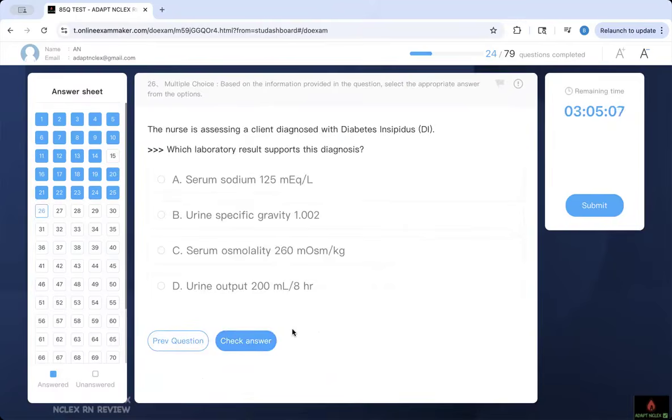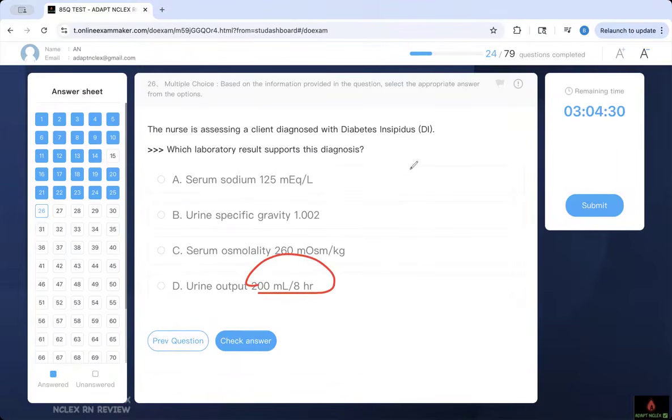Which laboratory results support the diagnosis? Physiological adaptation. And then she's assessing the client diagnosed with what? Diabetes insipidus. Last Wednesday, we did DI and SIADH. These are classic information you should know. It's part of physiological adaptation. Which one do you expect? Sodium 125, urine specific gravity of 1.002, serum osmolarity of 260, and urine output of 200 mL every 8 hours.